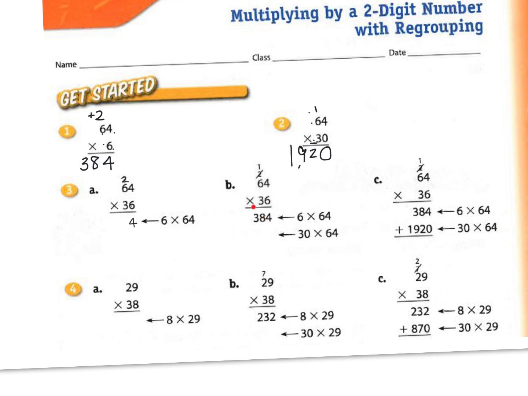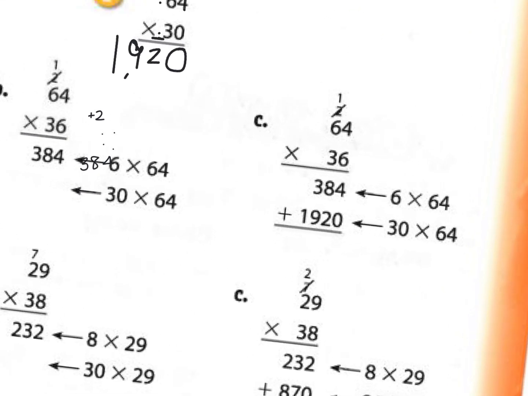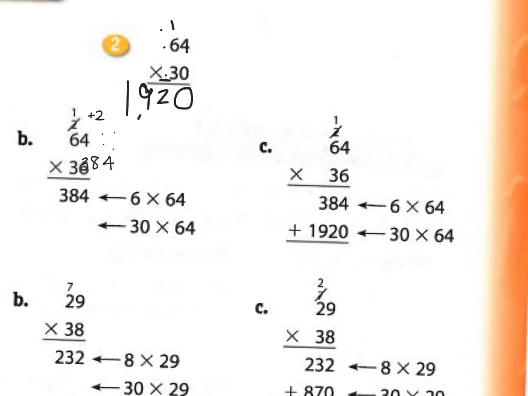Now, the second part is 30 times 64. So notice that they crossed off that 2 because we already added it. We don't want to get confused and add that again. So the next part that they did is what we did in number 2. So 30 times 64. And they got the same answer.